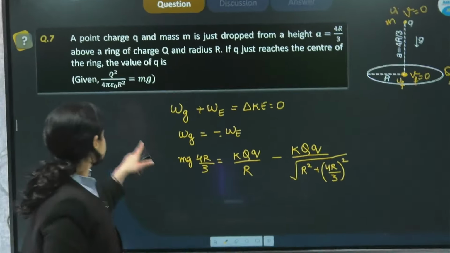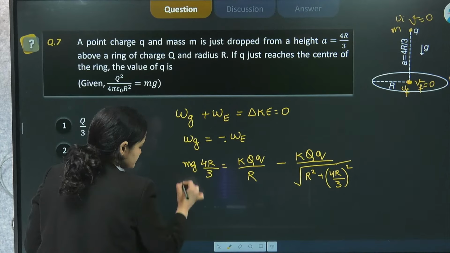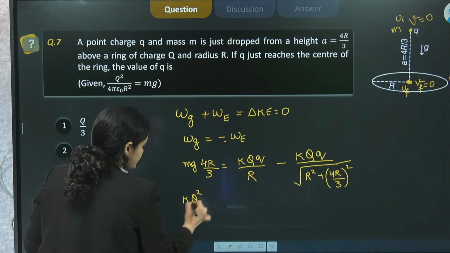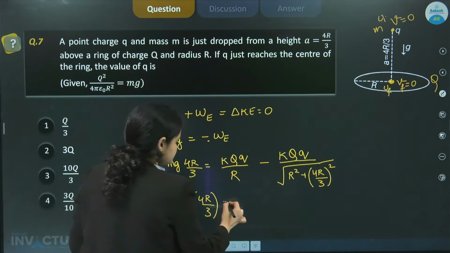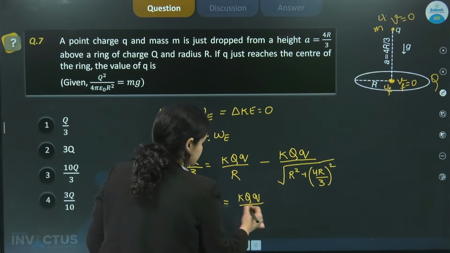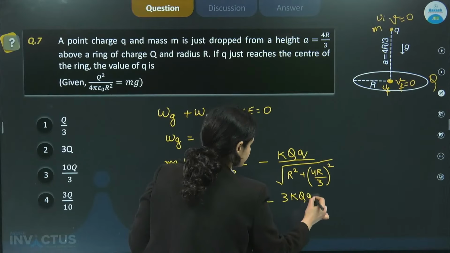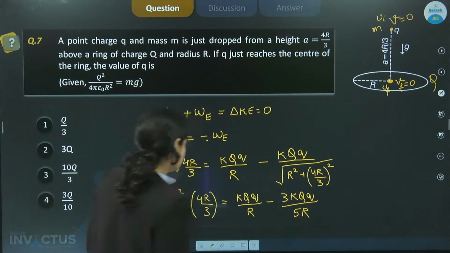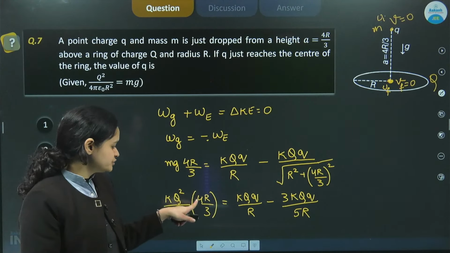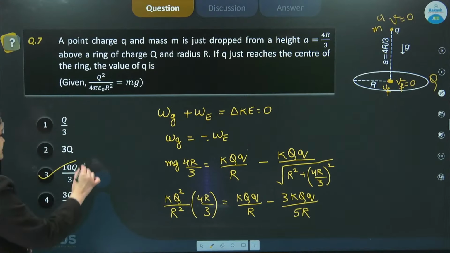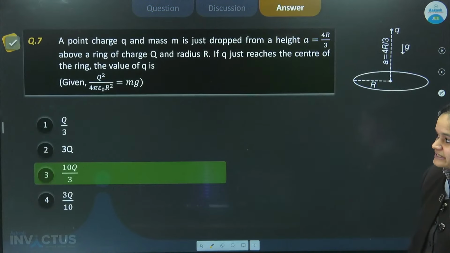Now mg is given to us as kq square by R square. So this turns out to be, I'm writing in terms of K only. So kq square upon R square multiplied by 4R by 3 is equal to kq by R, which is equal to minus of 3k capital Q small q divided by 5r. So when we solve this, you can see we are getting 2 here and there will be a 4. So 2 over here and 5. So this is going to give you the value as 10q by 3 if we solve this. So the answer to the 7th question is 10q by 3.